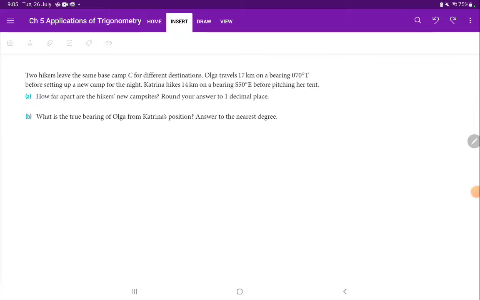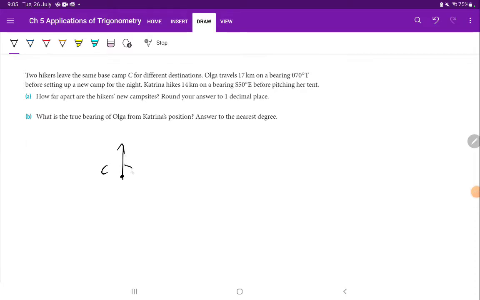So let's draw a picture. So we have C, which is where they're starting, and Olga travels, if north is here, 70 degrees this way. So it's going to be on this bearing here. This is where Olga's going to camp. So let's call that position O for Olga. And this here is 70 degrees. It takes 17 kilometers.